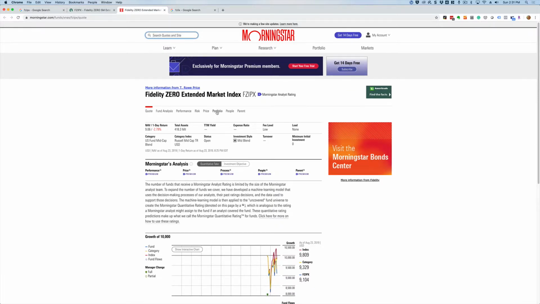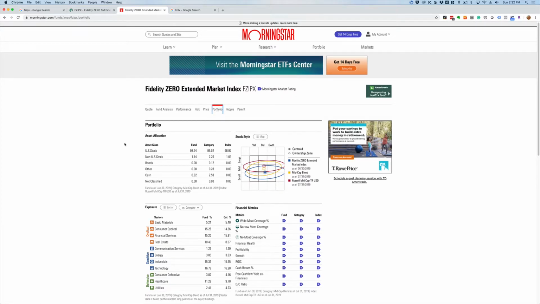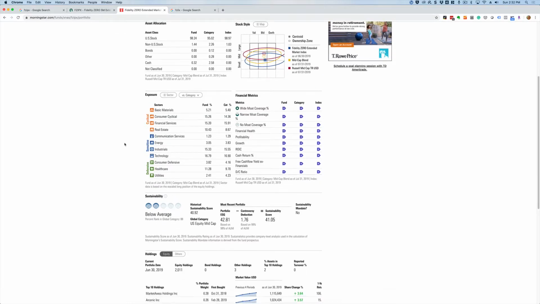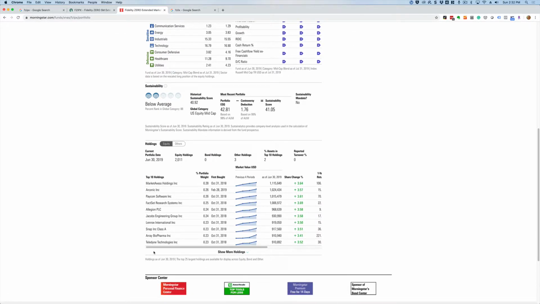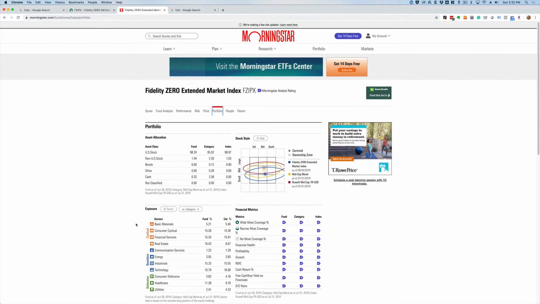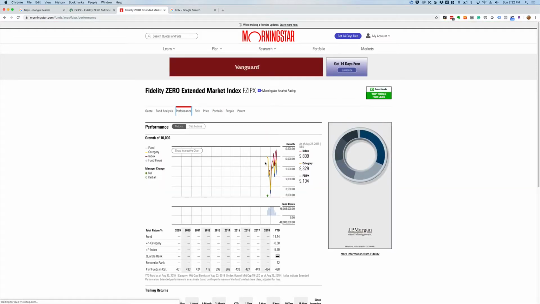We can go to Portfolio, and it shows you basically the same information. And we can even scroll down, and you'll see the top holdings, including Snap, just what we saw before. So it's the same kind of information about the fund. It's just, in this case, it's on Morningstar. You can look at its performance history. Again, there's not a ton of history here. It's a fairly new fund, but you can see that.